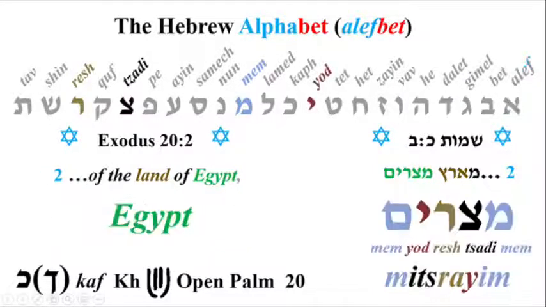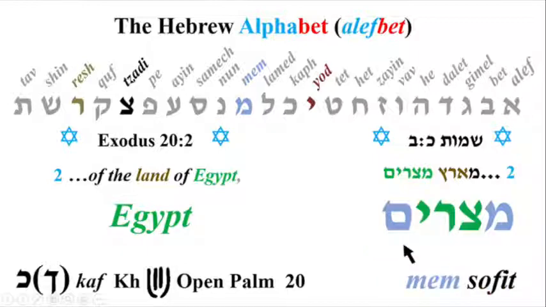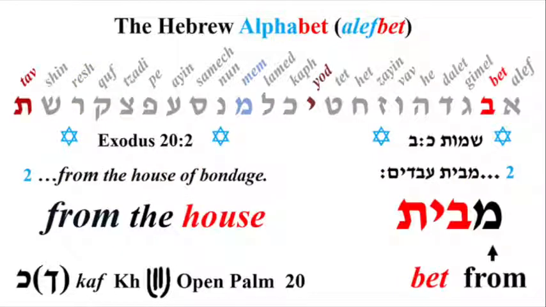And Egypt is Mitzrayim. Mitzrayim, Egypt. Got it? And notice Mitzrayim has a mem sophit. It begins with a mem and it ends with a mem. And there's two different mems, right? One's the final form. From the house. Well, we know house is bet. And again, you put a mem in front of it, it's mabet. From the house.